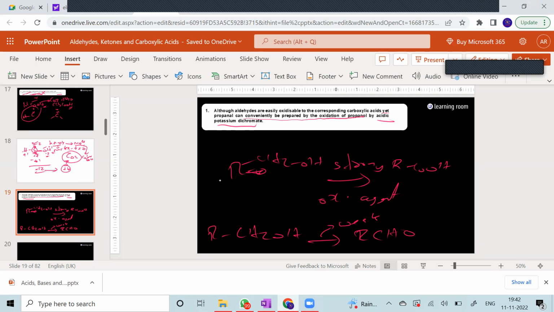Sir, in the question, the first line speaks about aldehydes being easily oxidizable to carboxylic acid. But the second sentence speaks about propanal being easily prepared from propanol. Yeah, that is also true. But whatever I explained to you is also true.